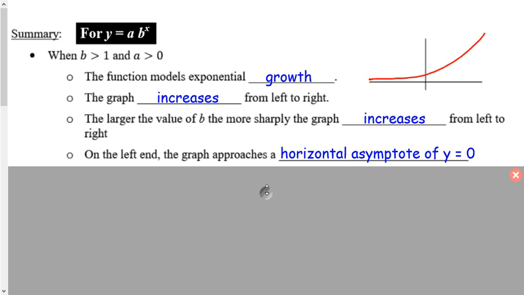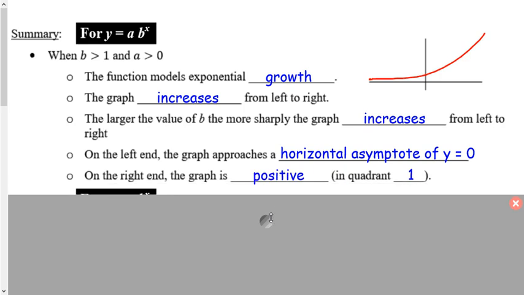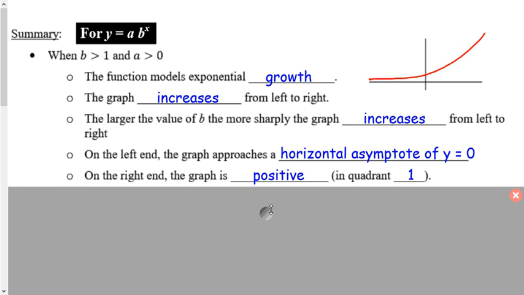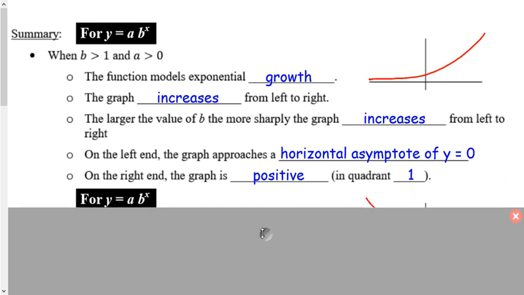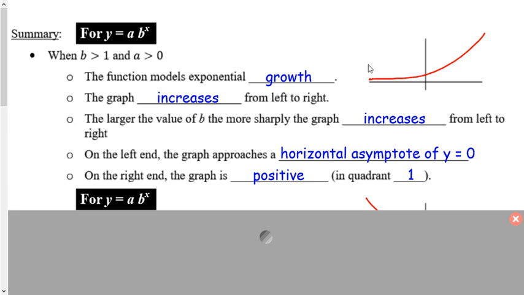On the right side, the graph is positive in quadrant 1, and we could say that the graph is approaching positive infinity. So there's the summary for when b is greater than 1 and a is greater than 0.